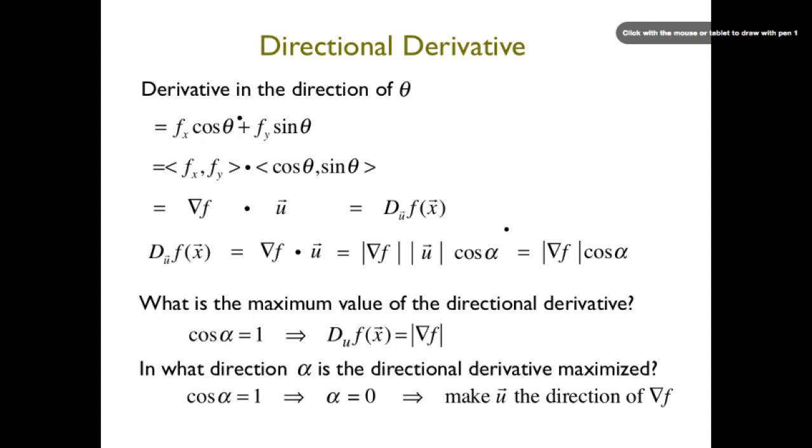We do that by putting cosine theta, that amount of weight, onto the partial with respect to x, and sine theta, that amount of weight, onto the partial with respect to y. When we're pointing in the direction of x, theta will be 0, and cosine will be 1. So that's like the dot product of the gradient vector and cosine theta, sine theta, which is a unit vector in the xy plane. That's our initial direction in which we want to find the rate of change of z.